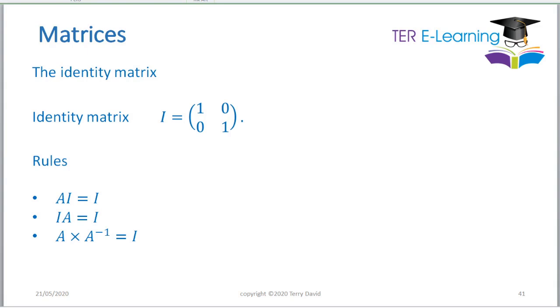Now, there is a special 2x2 matrix called the identity matrix. You've met it before. We usually use the symbol I to represent the identity matrix. The identity matrix is the matrix 1, 0, 0, 1. You need to know this. This is what you call the identity matrix.